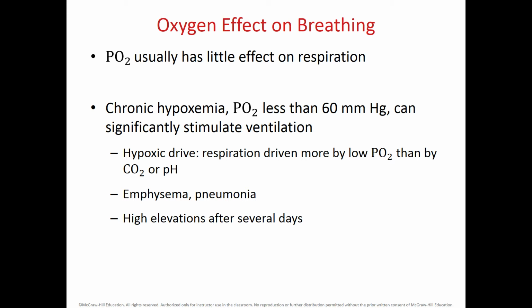Now, when someone has chronic hypoxemia, or a partial pressure of oxygen of less than 60 millimeters of mercury, that will stimulate the ventilation, but it is because the person will have high levels of CO2. Examples of cases of chronic hypoxemia are when someone smokes and damages lungs and causes emphysema, when someone has pneumonia, or when someone lives in high elevations.